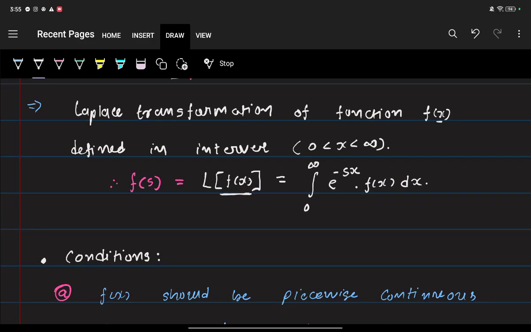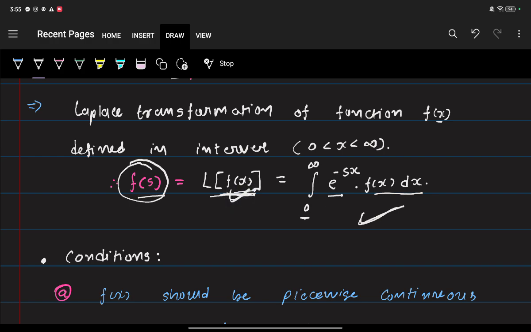What is Laplace transformation? We can write it this way: F of s is equal to the Laplace transformation of f of x. This F of s is also the Laplace transform of f of x, and it is given as the integral from 0 to infinity of e raised to minus sx times f of x dx. This is the way we find the Laplace transformation of any function.